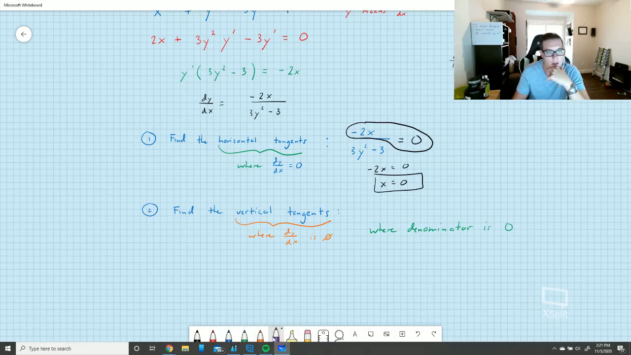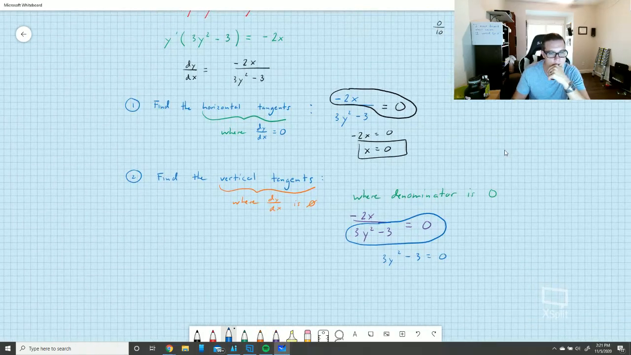So we're going to set the denominator equal to 0. So you take the denominator. I'm going to rewrite my derivative. Set the denominator equal to 0. That's where you're going to have vertical tangents. And solve that. So 3y squared minus 3 equals 0. And let's solve it out. Add 3, divide by 3, square root both sides. So you get two answers, plus or minus 1. 2 spots, and they're in terms of y.